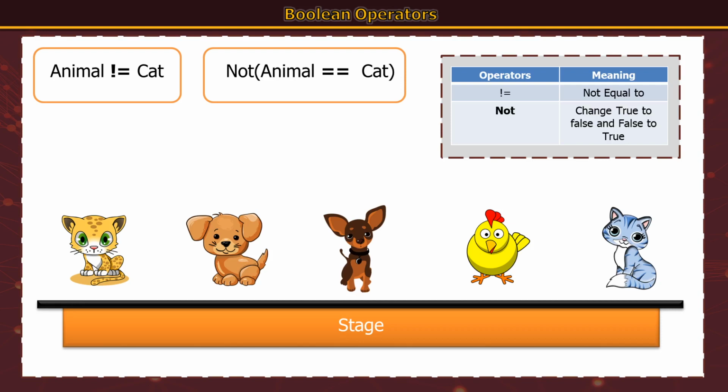It says animals equals cat. So I find anything that's a cat, and then I apply the reverse of it. So I don't want cats, so I NOT them, which means I would ignore them. Okay? And then I return anything that's not a cat. So therefore I'd return a dog, and a chicken in this case.